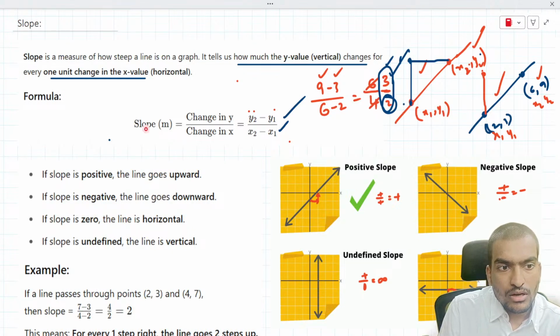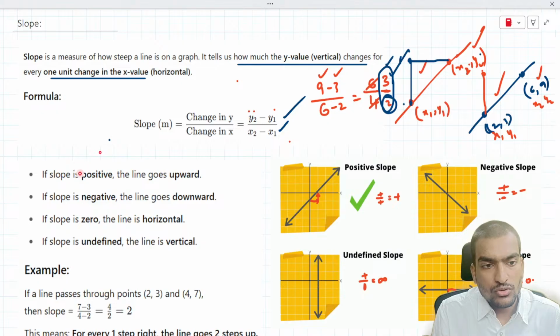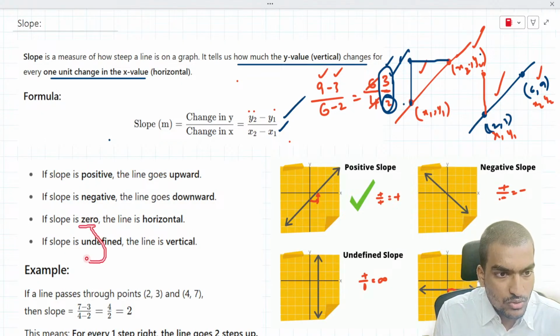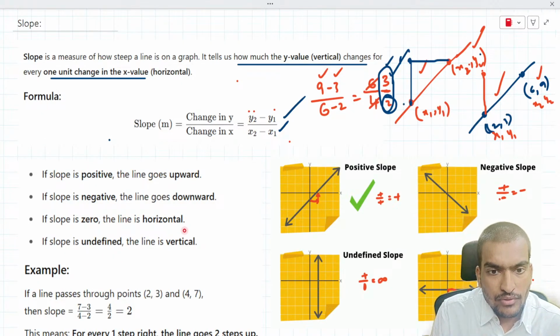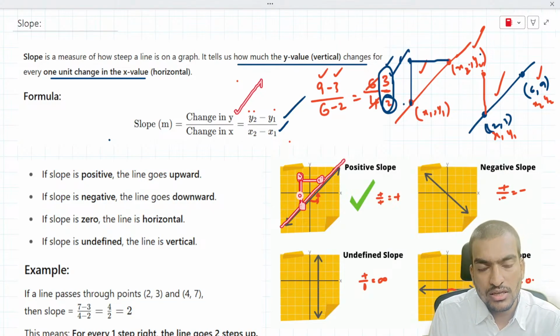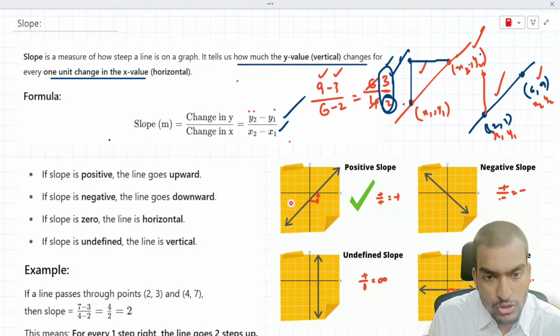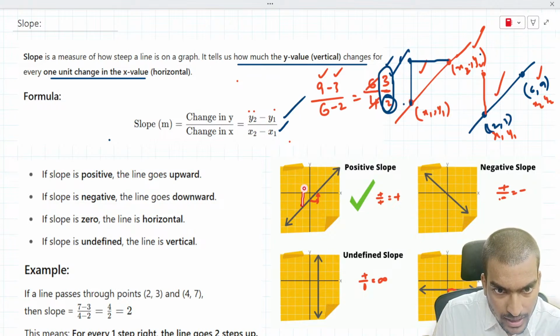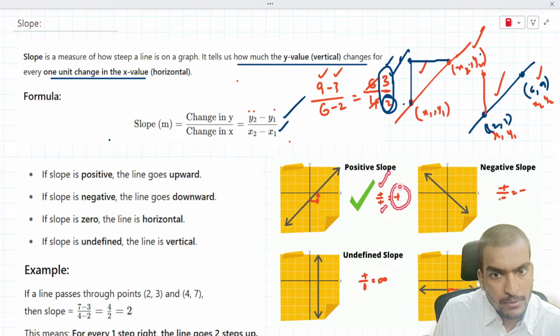Now coming to when slope is positive, when slope is negative, when slope is 0, and when slope is undefined. How do we actually measure the slope of a line? We just take rise over run, which is change in y divided by change in x. So if rise is positive, and run is also positive, upward positive and right side positive, the numerator is positive and the denominator is positive, so you get a positive slope.